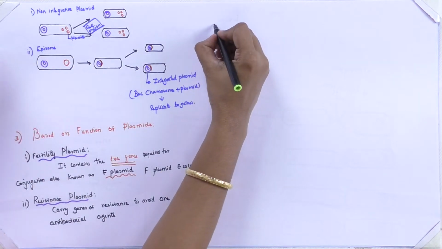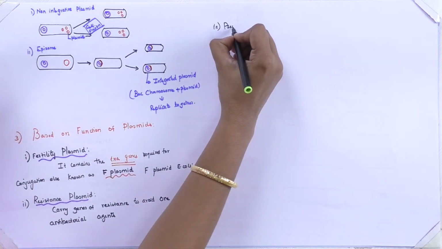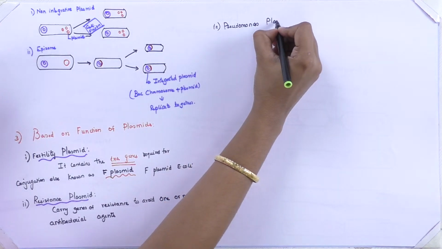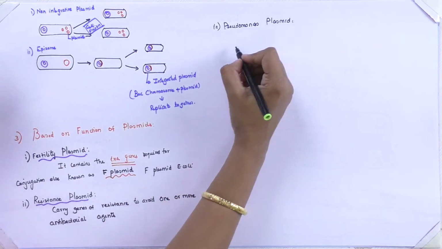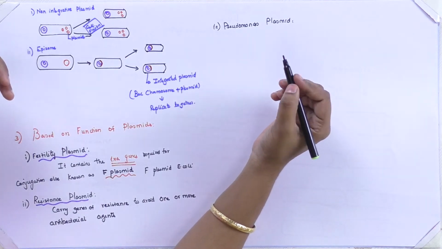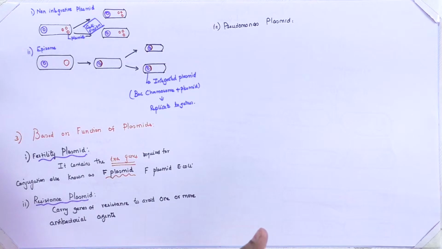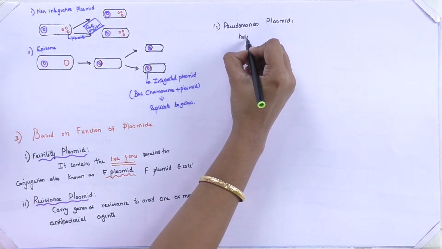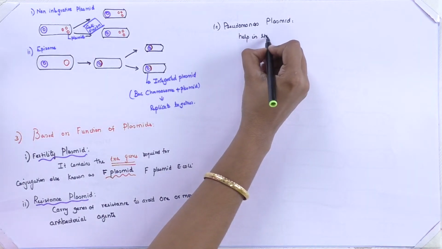The third category is the Pseudomonas plasmid. This type of plasmid is used for the treatment of bacterial infections. For example, if a bacteria is causing an infection, the Pseudomonas plasmid can be utilized for acting against that bacteria which has caused the infection. So you can write, help in the treatment of infections.